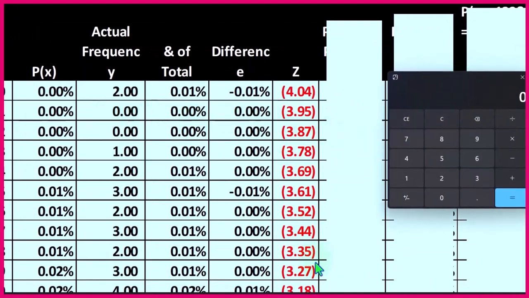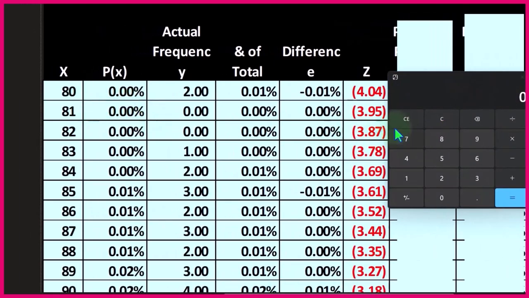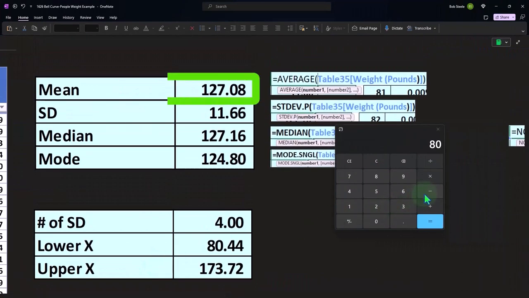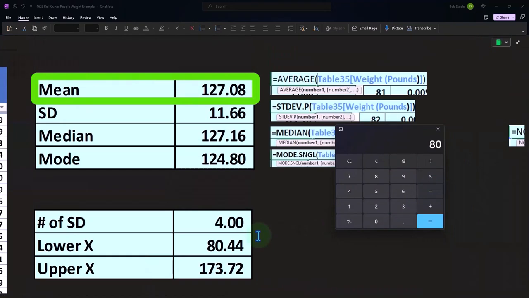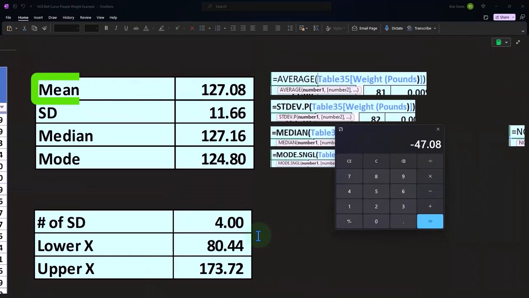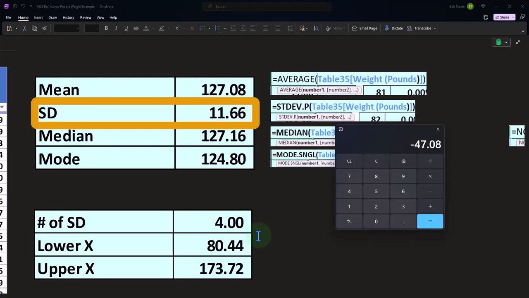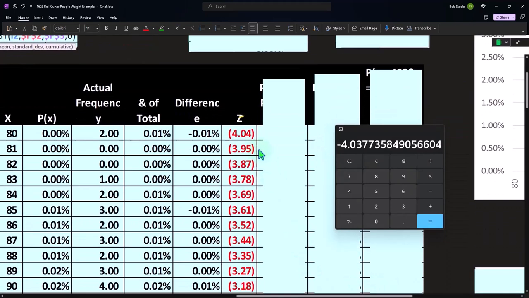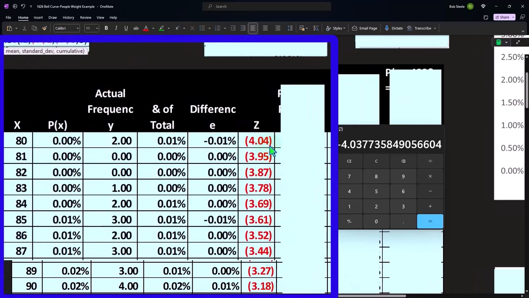So we're going to say, all right, how do I calculate the z-score? That's going to be each x, in this case 80, minus the middle point, which is the mean, so minus the 127.08, and then divide by the spread number, the standard deviation, 11.66. Right there, that gives us our negative 4.04. Now notice that's unusual because it's way far lower than the middle point.